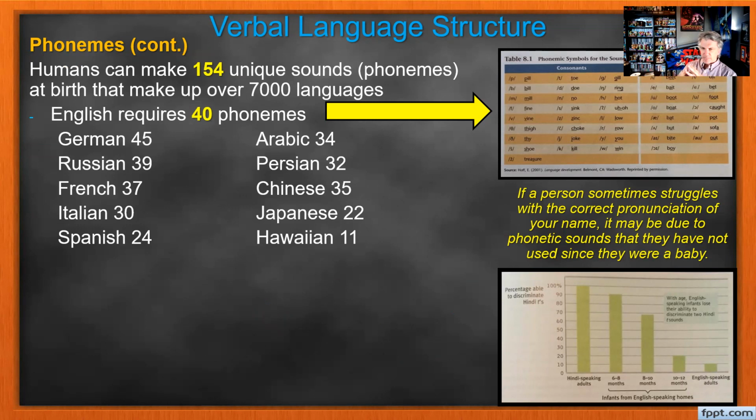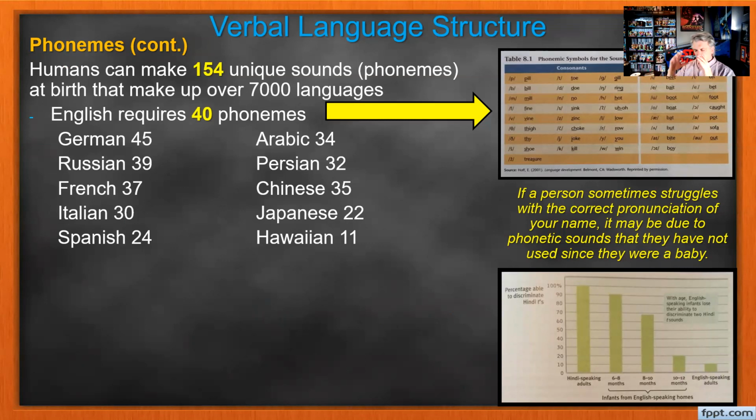So what happens is little babies are making all these sounds, but then they start to limit it to the phonetic sounds that they're hearing around them. So you go from 154 down to about 40, a few more outside of that, but about 40. German is 45, Russian is 39, French is 37, Italian is 30, Spanish is 24. These are all rooted in Latin, so a lot of these phonetic sounds are very familiar to one another.